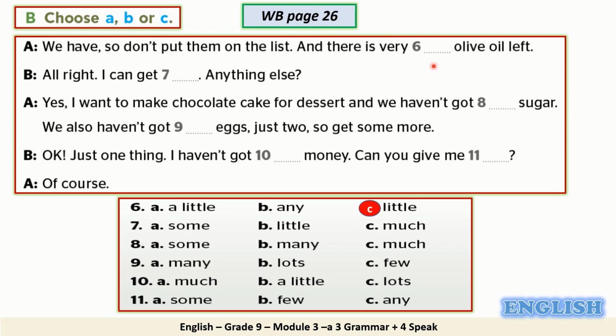Number six, little, it means not much, not enough. Number seven, some, because it is an affirmative sentence. Number eight, much sugar. Sugar is an uncountable noun. Nine, many, because eggs is a plural countable noun. Ten, much money. Money is an uncountable noun. Eleven, some, because this is a request.